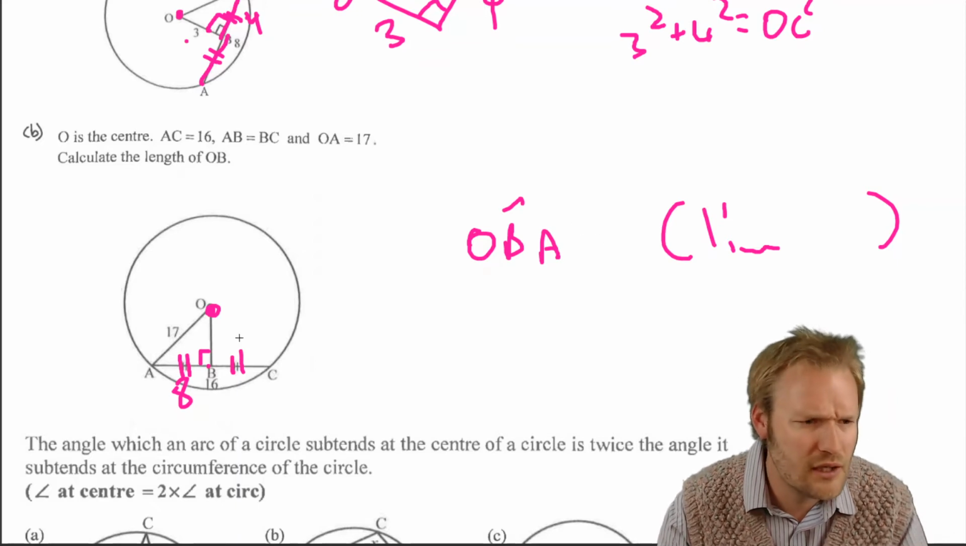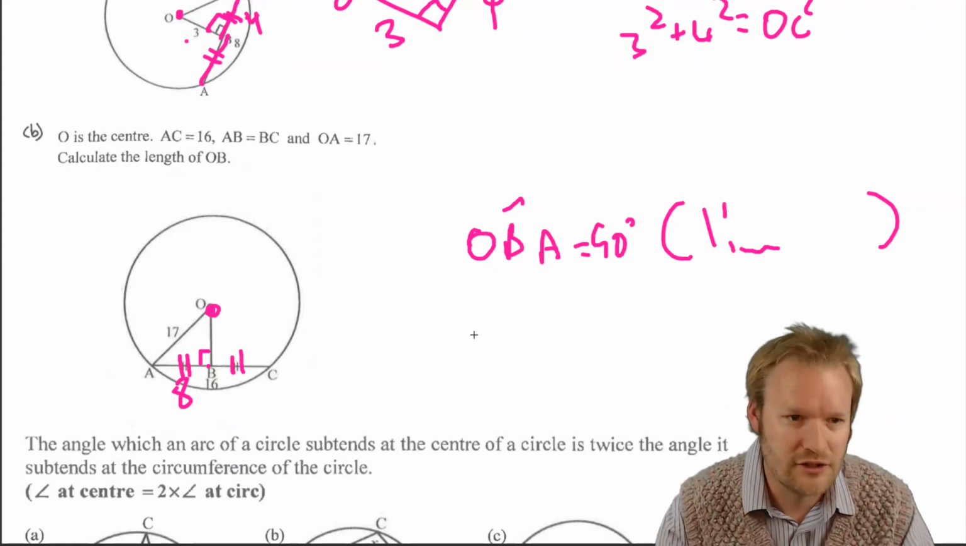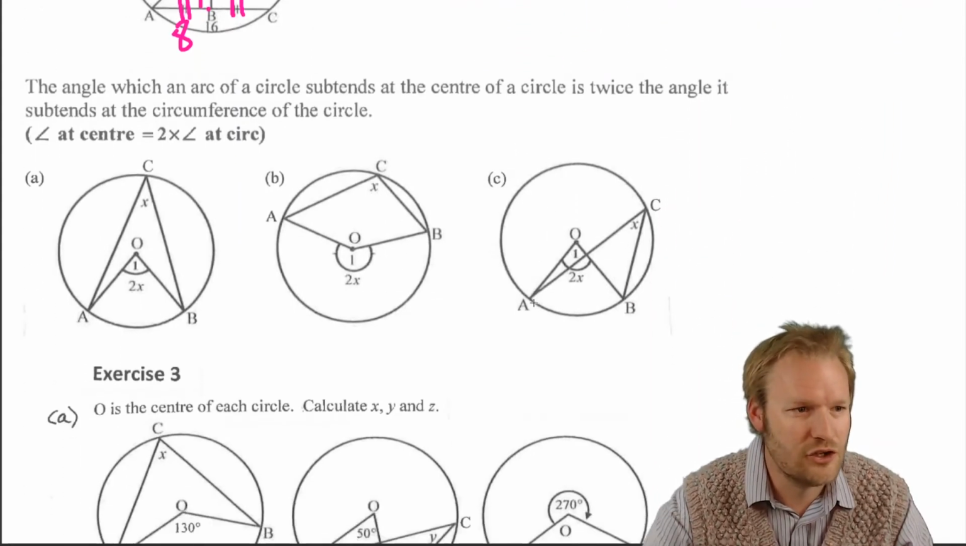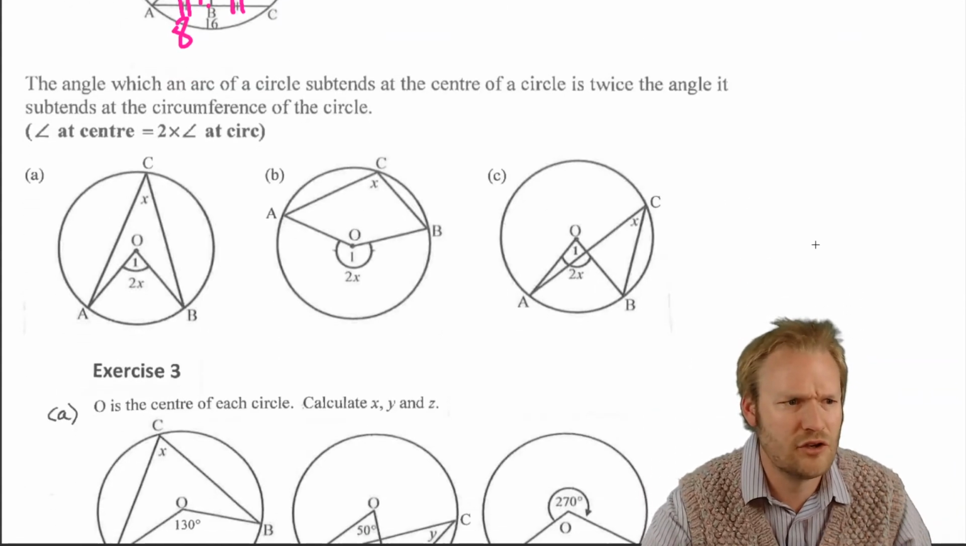That's right, OBA equals 90 degrees. And from there, Pythagoras, your friend again. Okay, so let's go through. This is the two. Let's keep going through on this video, I think.